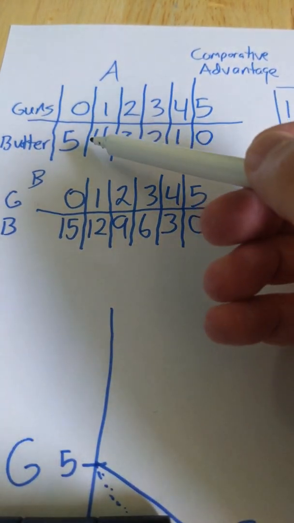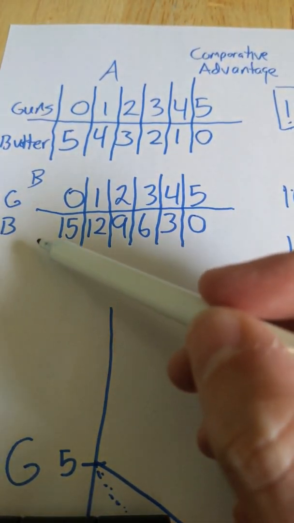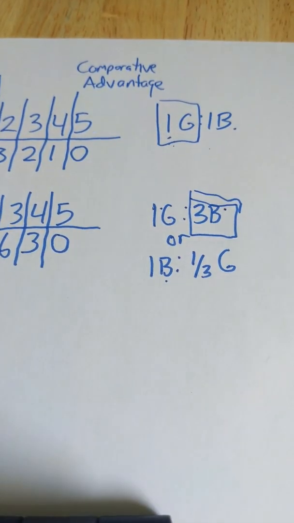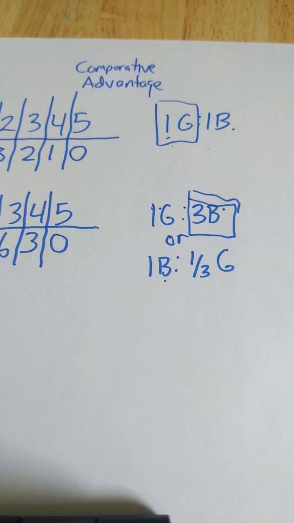So these guys have a comparative advantage in guns. These guys have a comparative advantage in butter. They make it cheaper. Since they have comparative advantages, they can and should trade. The way it works is like this.